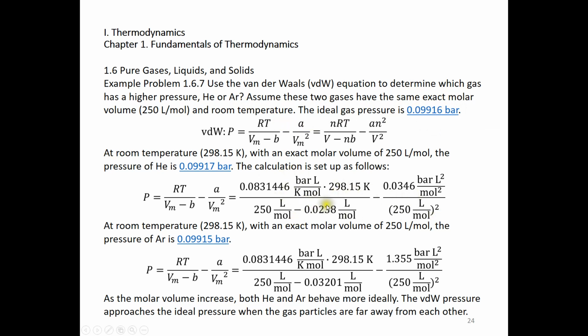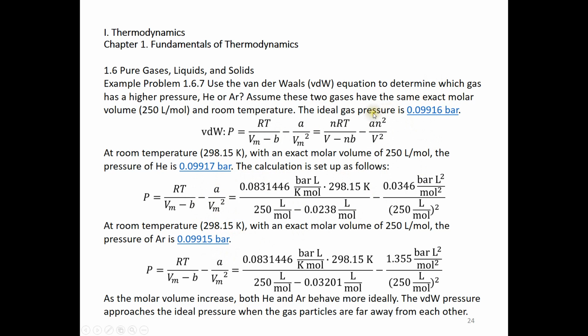Pay attention to the units. For helium, we get 0.09917, just slightly above this ideal gas pressure. And for argon gas, it's 0.09915 bar, slightly smaller than ideal gas. Again, all three numbers are very close to each other.